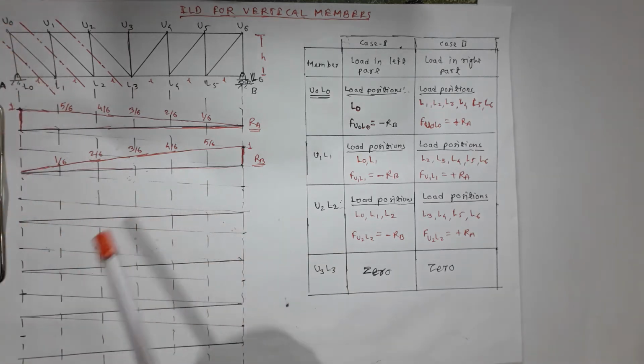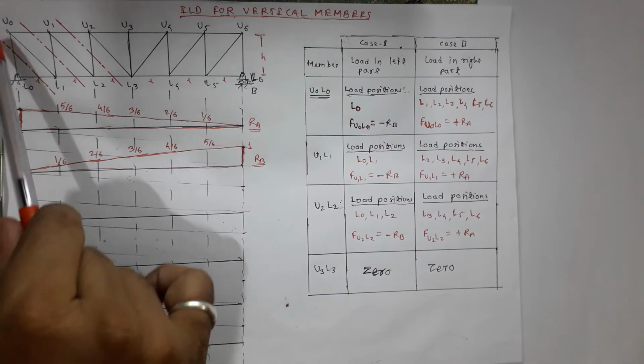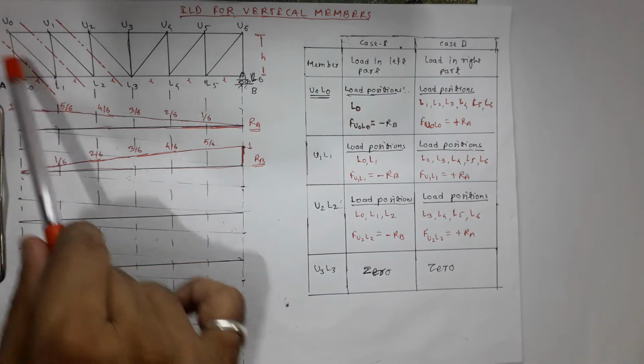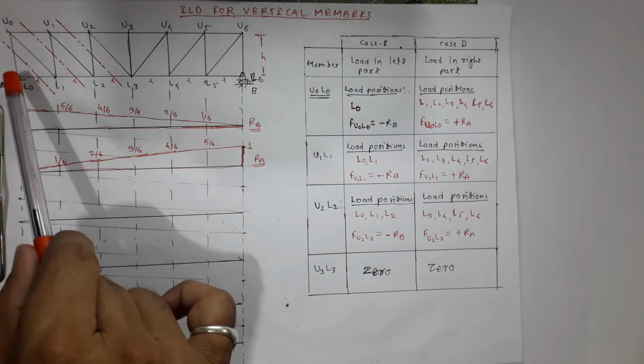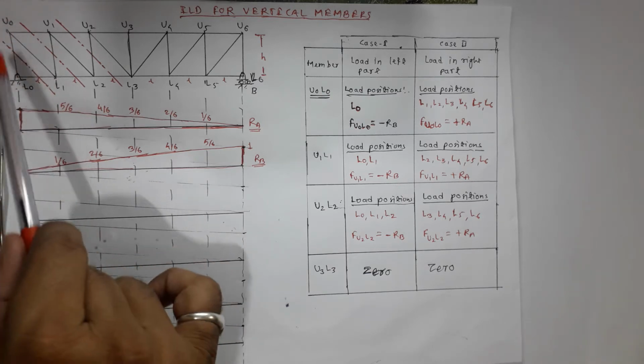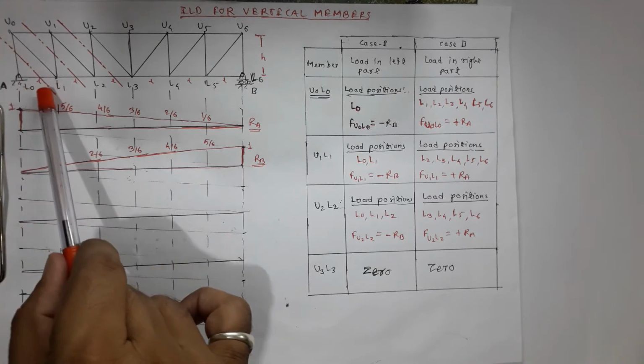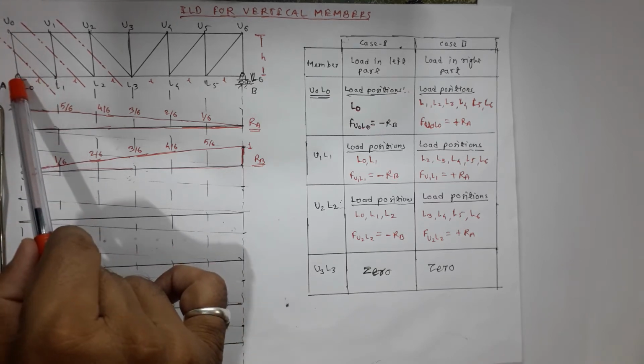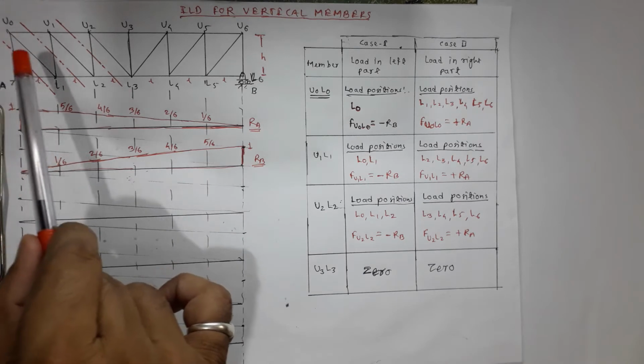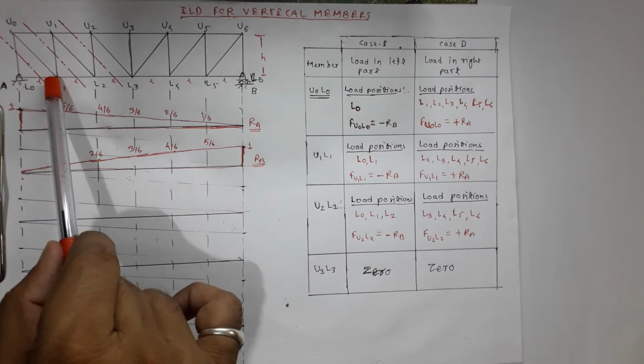Now again, as per the method of sections, I have considered a section line like this so that it is cutting the vertical member because I want to get the force in this member. So this section line is cutting the vertical member U0, L0, that is the required member, as well as it is cutting L0, L1 also.